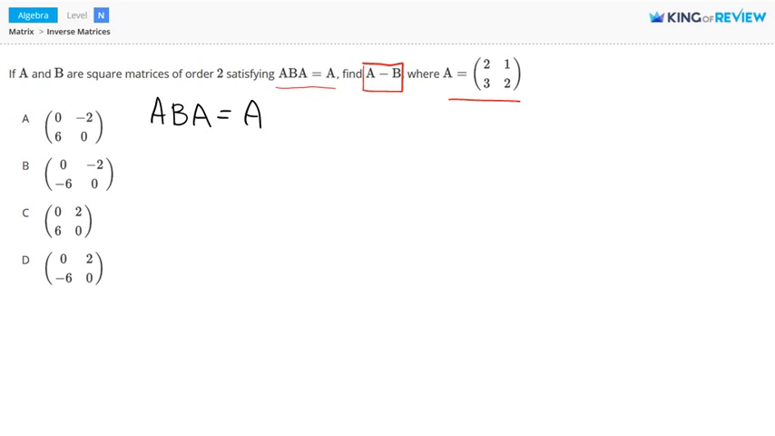Now what we want to do next is multiply both sides by A inverse. So we have A inverse times A, B, A, and this is equal to A inverse times A.